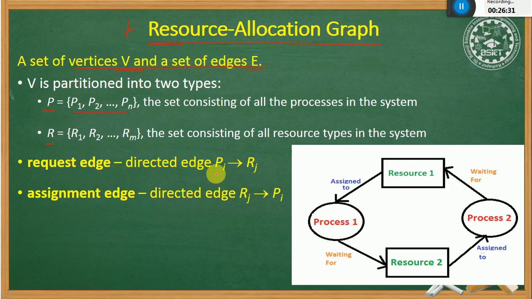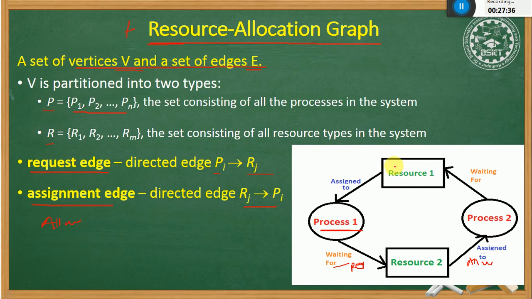An edge from vertex P to R, meaning an edge from process to resource, is known as a requesting edge. An edge from resource to process is called an assignment or allocation edge. These concepts are clear using this diagram. Resources are indicated by a square or a rectangle, and processes are indicated by a circle. So there are vertices process 1, process 2, resource 1, resource 2. The edge from process to resource is called a requesting edge, and the edge from resource to process is called an allocation or assignment edge. This is the concept of the resource allocation graph.